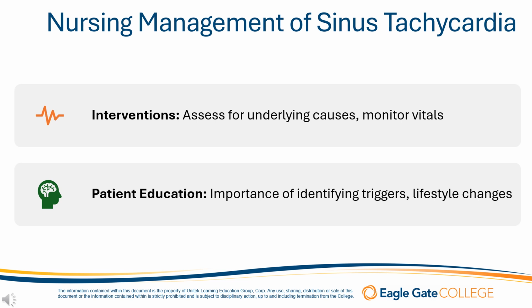Aim for at least 150 minutes of moderate intensity aerobic exercise per week, such as brisk walking, swimming, or cycling. Exercise helps to maintain a healthy weight, reduces stress, and improves cardiovascular fitness.